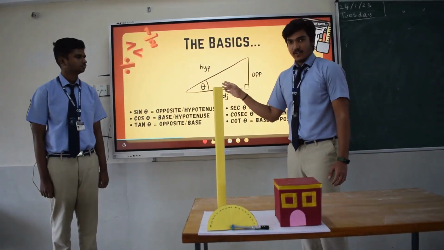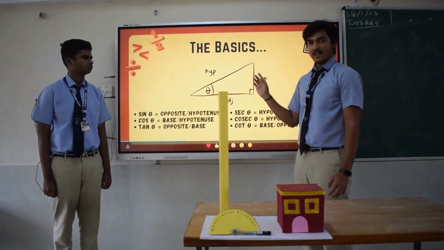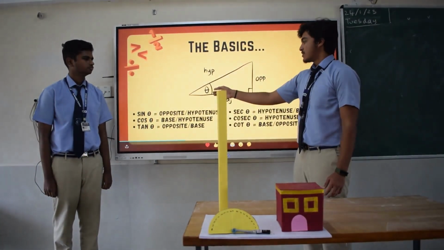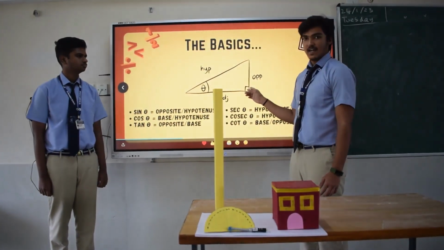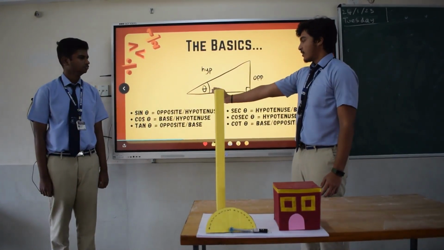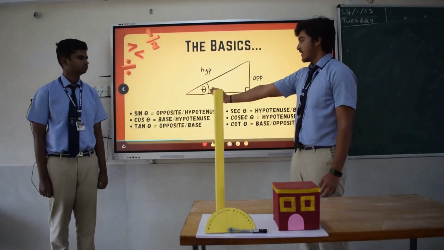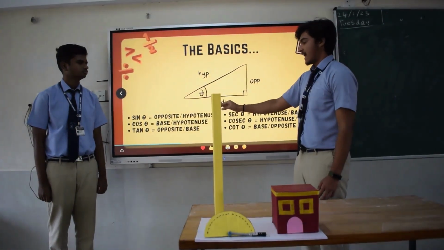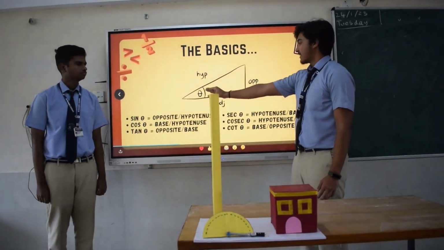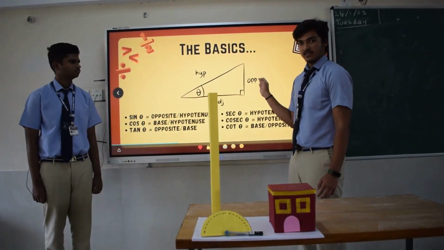For our study of trigonometry, we have to mark an angle, and we usually mark that angle as theta. It can be this one or this one, but not the right angle. On the basis of theta, the side which is adjacent, or the side which theta is touching, is called the adjacent side. And the side opposite to theta is called the opposite side.